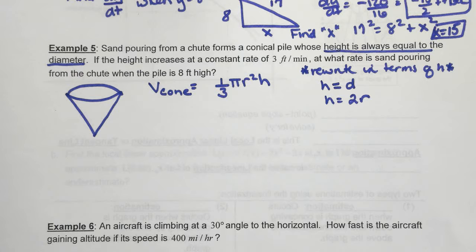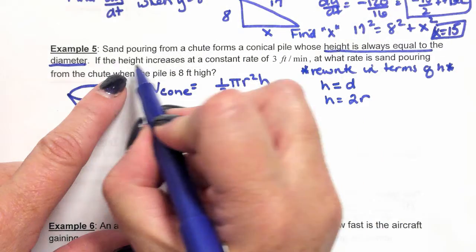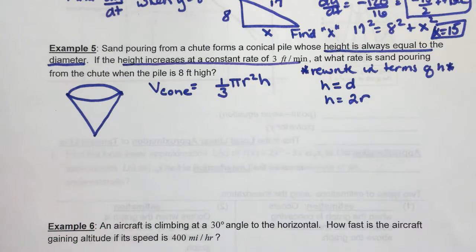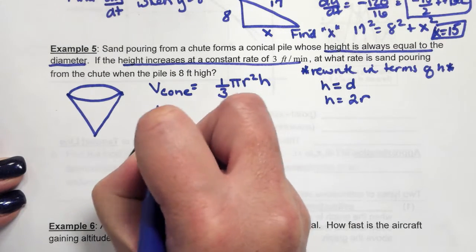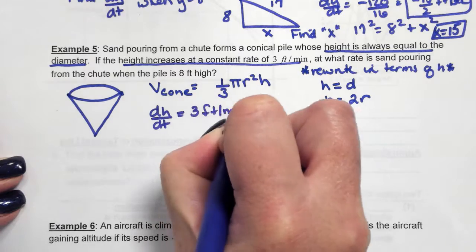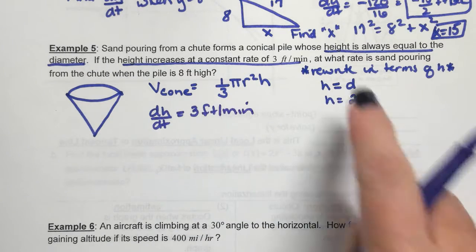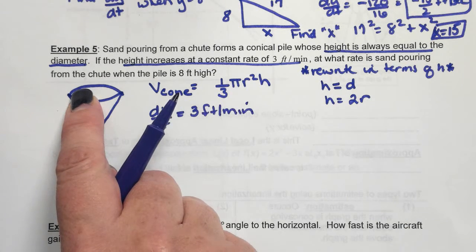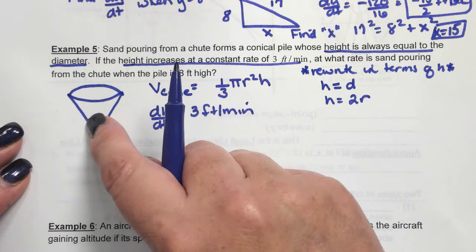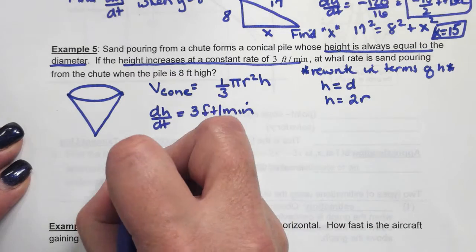Before you decide whether you're going to solve for h or solve for r, let's figure out what else they're giving me in the problem. They're also telling you that the height is increasing at a constant rate of 3 feet per minute. So what is that in terms of the height? Is that the actual height, or is that the rate of change of the height? Rate of change. So we know that dh/dt is equal to 3 feet per minute. At what rate is sand pouring from the chute? The sand pouring from the chute forming this pile is affecting the rate of change of the volume, isn't it? So we want to find dV/dt.